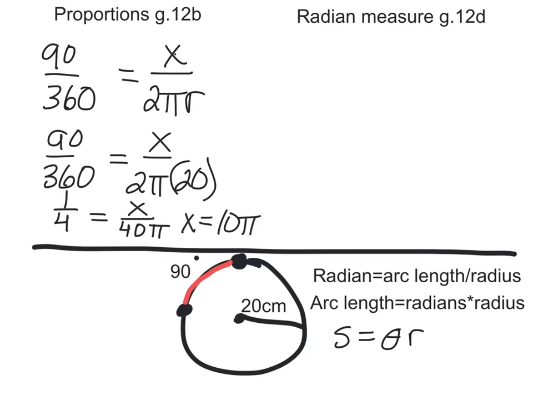We actually already did this earlier. It looks pretty familiar, doesn't it? Earlier we found that 90 degrees was equal to pi over 2 radians.